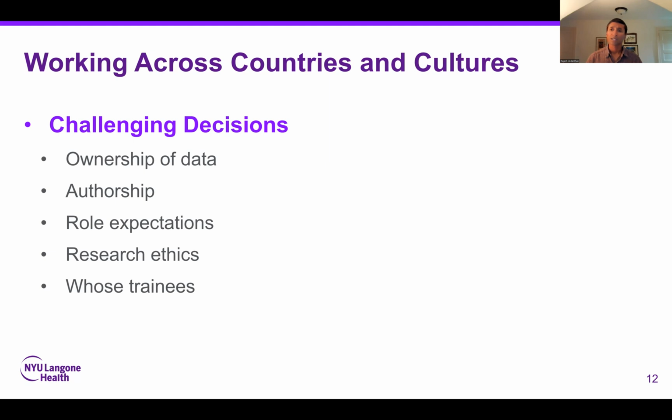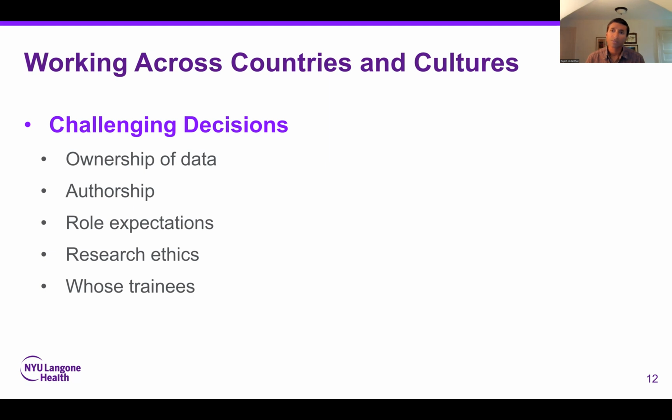Thinking about research ethics, and again, really thinking carefully about some of the bedrock fundamental ethical principles of global research, thinking about beneficence, non-maleficence, autonomy, et cetera, and respect for those issues in the context of conducting global research. And again, another very practical issue that needs to be navigated related to trainees: whose trainees get to travel to which places to do what kind of work, et cetera.